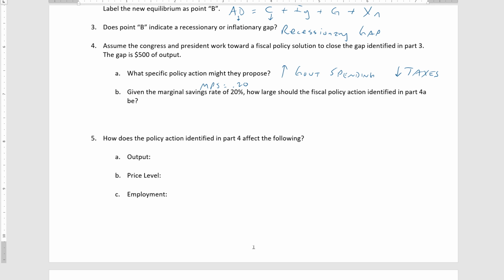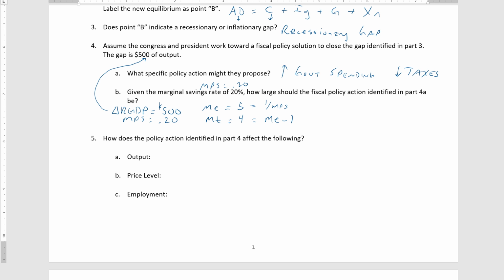So let's remind ourselves of these things. We want GDP to increase. Our change in real GDP, we want it to be $500. That's because our gap is 500. We have an MPS of 0.2 that we were given. That means our expenditure multiplier is 5, and our tax multiplier is 4. So why is the expenditure multiplier 5? It is always 1 over MPS. And then why is our tax multiplier 4? Because it is always 1 less than the expenditure multiplier.